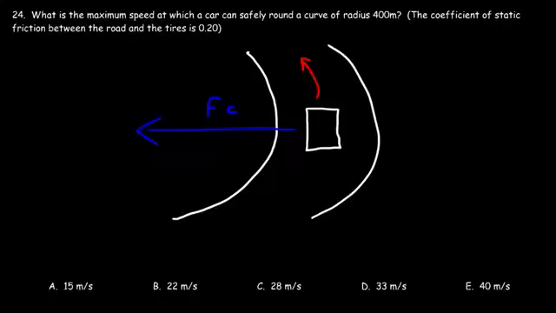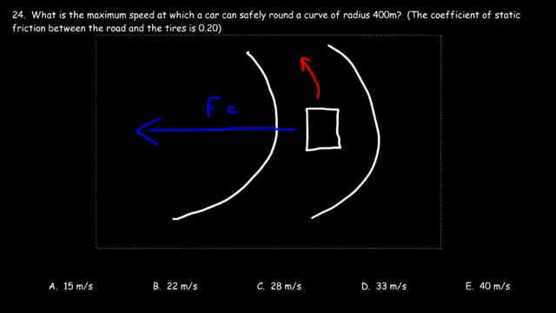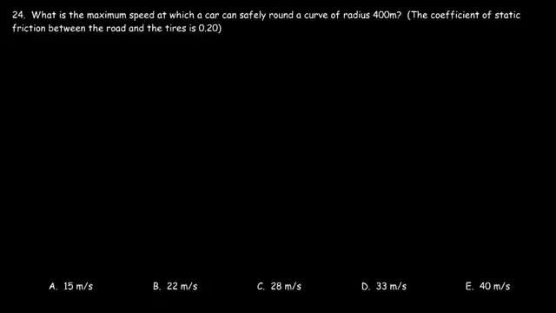Now, what provides the centripetal force in this particular example? We see that when a ball travels around a circle through a rope, tension provides the centripetal force. Tension in the rope causes the ball to turn. In this case, the static friction between the tires and the road allows the car to turn. So static friction provides the centripetal force in this example. So what we need to do is set static friction equal to the centripetal force.